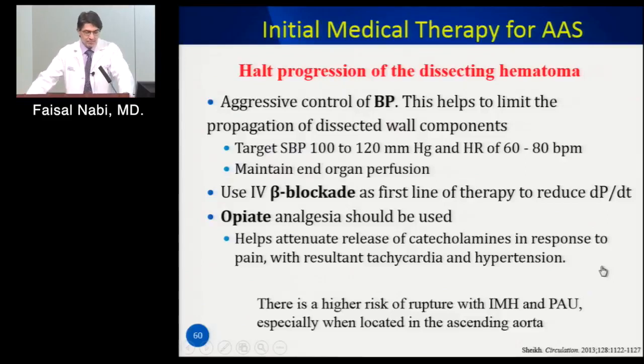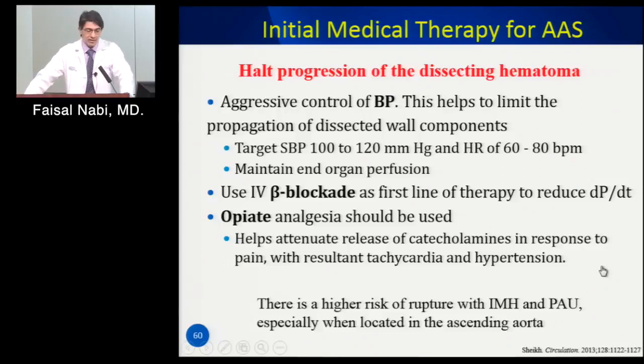Okay, so a little bit about treatment and management. It's very simple. When it comes to treatment, it's very, very aggressive control of blood pressure. But the first agent to reach for is a beta blocker, and the reason for that is you want to decrease dP/dt, or the force of the ejection. So the first drug that you should reach for is a beta blocker.